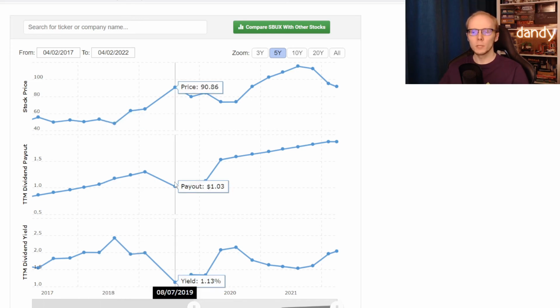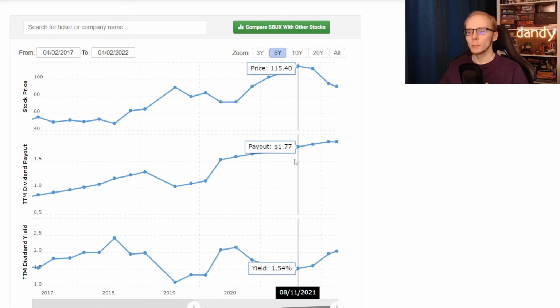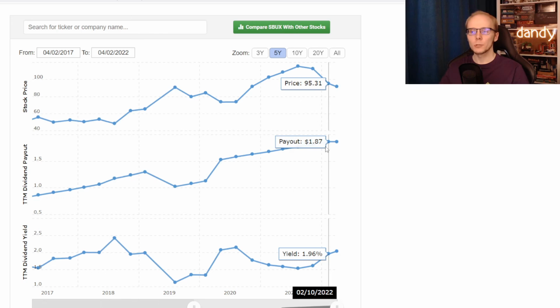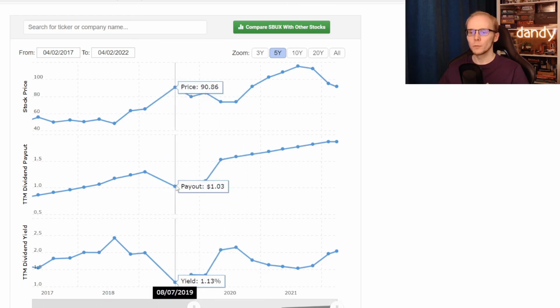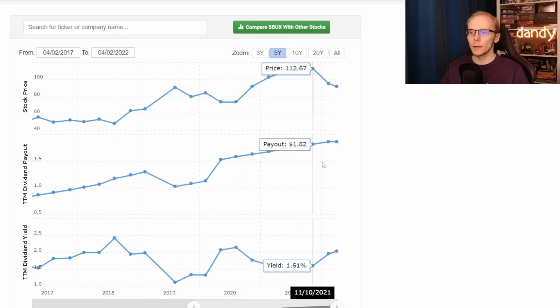It looks like there was a bit of a slump in 2019, with a dividend payout of $1.03 on the trailing 12 months. Then in 2020, we came back on track to $1.58. In 2021, another increase to $1.77. And with the latest quarter in, we now have the dividend payout at $1.87 per share. So besides this slump in 2019, the dividend payout has been consistently increased in the last 5 years. So they have been increasingly finding capital to give back to shareholders.